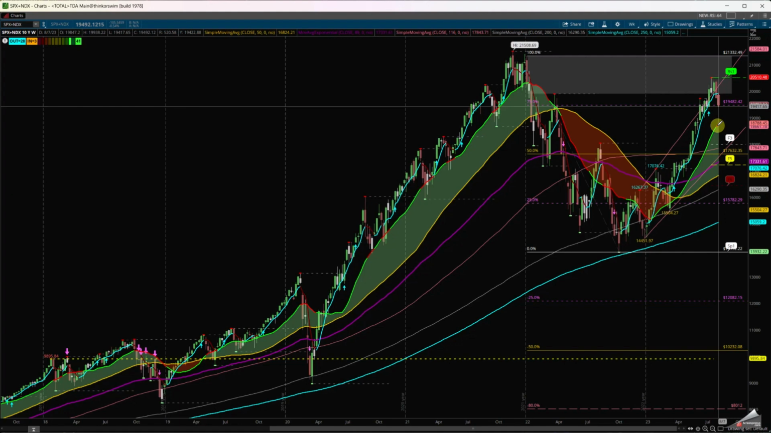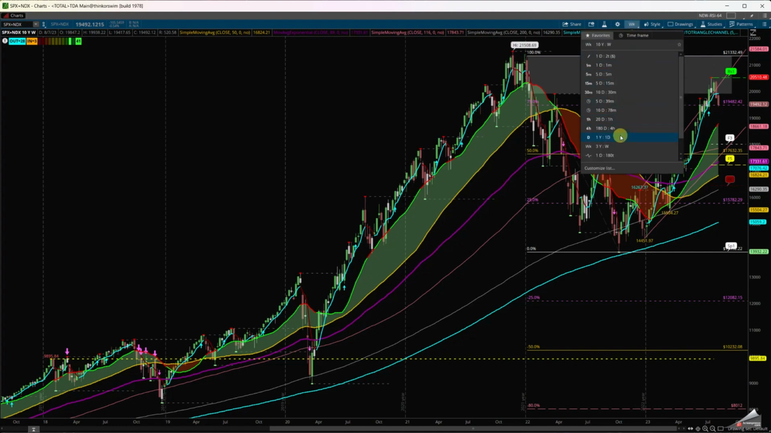So this is why I wanted to show it on the weekly chart using the S&P and the Nasdaq, the combination of those two instruments together instead of having one separate chart for each one. This is giving you an overall view of the tech and the S&P 500 and the overall market. Let's go to the daily.